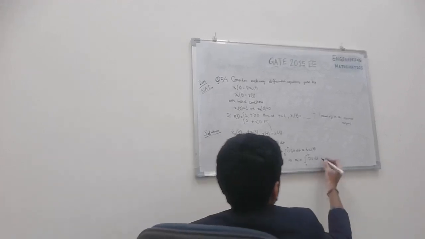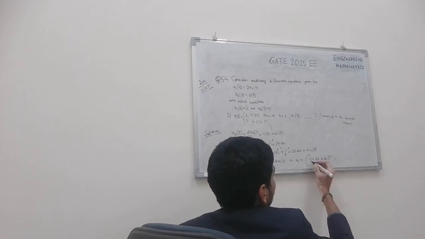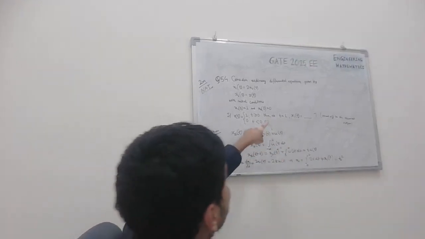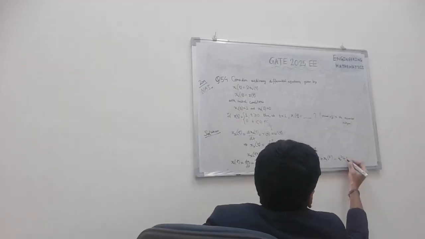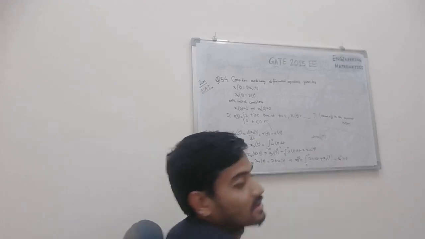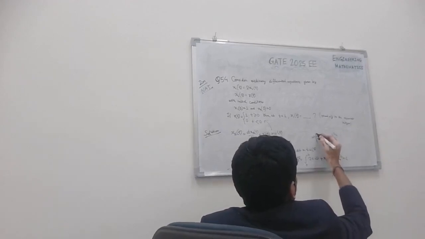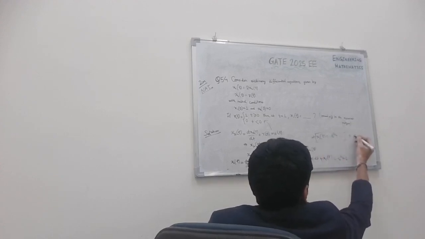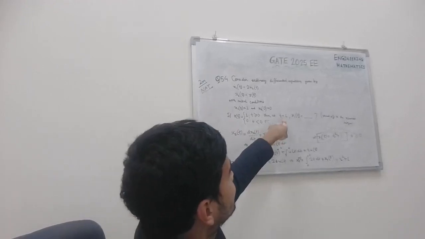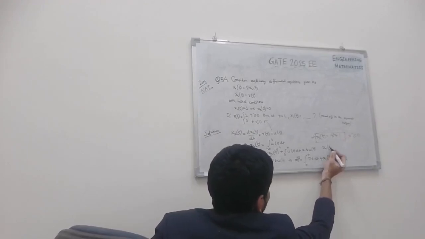Integrating, x1(t) equals t squared by 2 plus x1(0), which here is 1. So x1(t), the solution of this differential equation, equals t squared by 2 plus 1. Now what we have to do here is find the value at t equal to 1, that is x1 of 1.